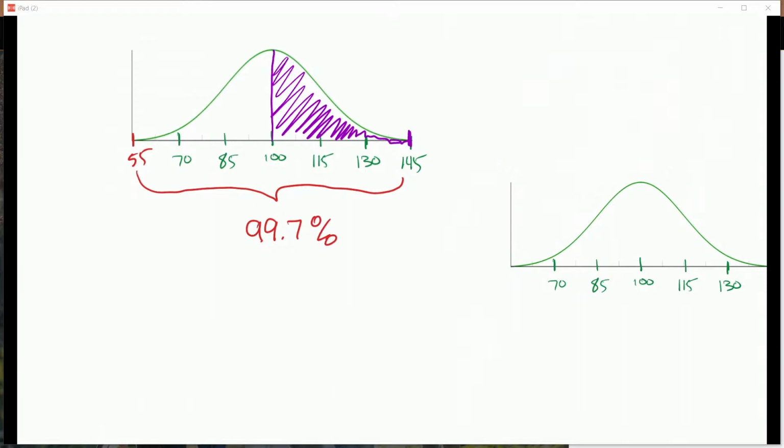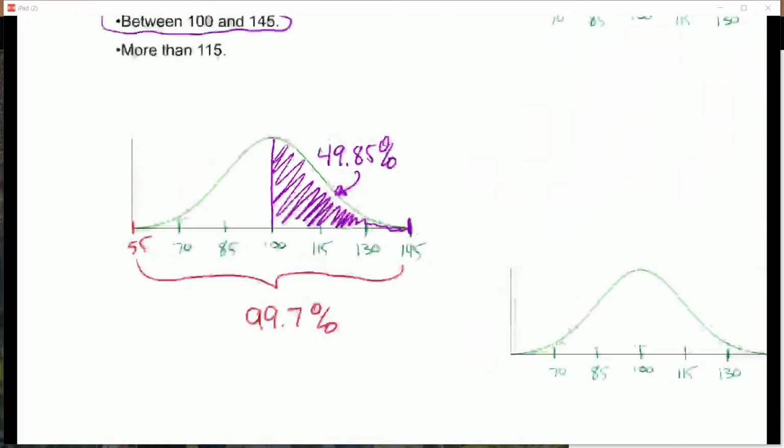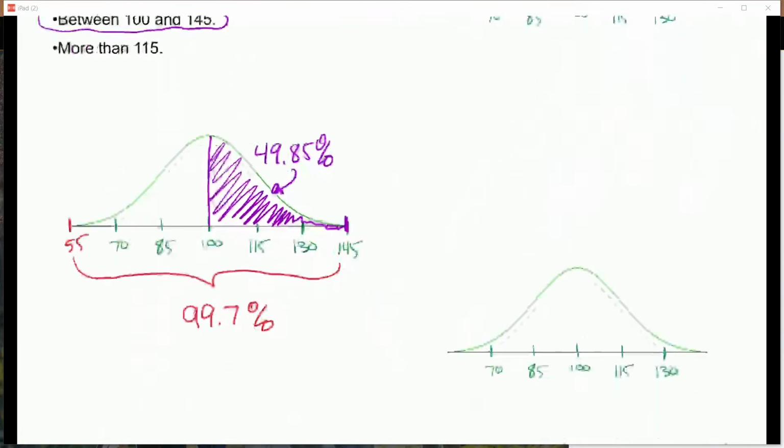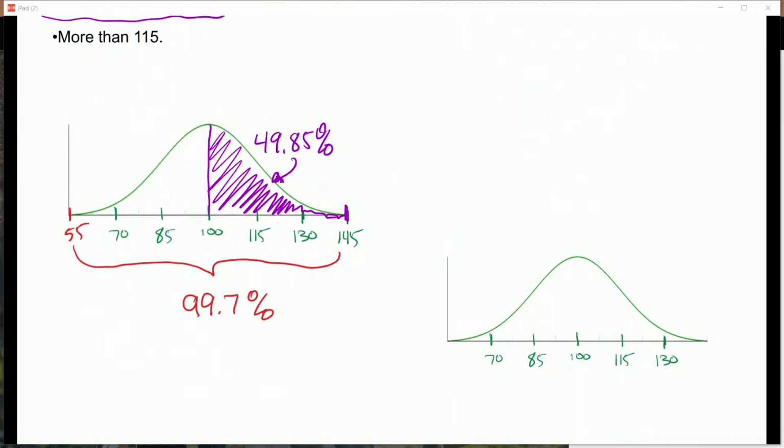And so easy, you can just do it on your calculator. Mason did it on his calculator already, didn't you? What did you get? 49.85% is right there. Okay, we actually have 2 more. I know that it looks like just 1 more, but we have 2 more. Let's do the 115. And then we'll do the last one.